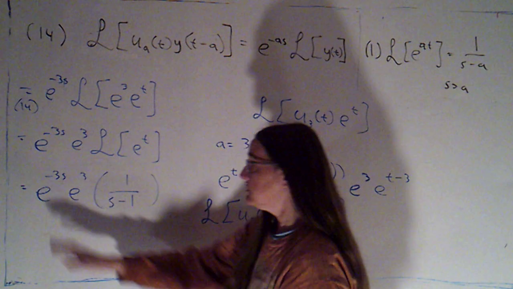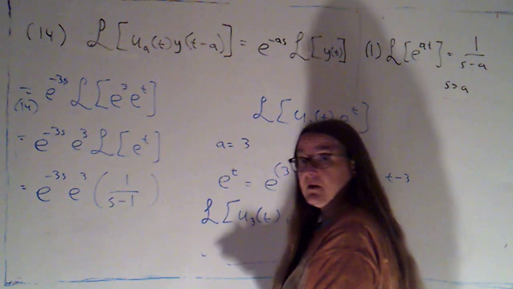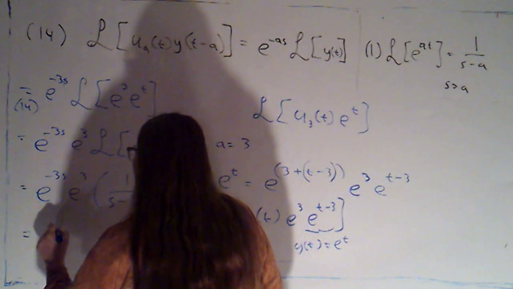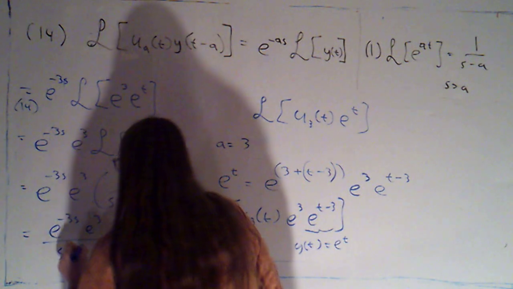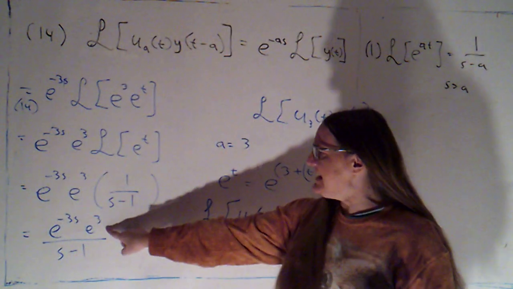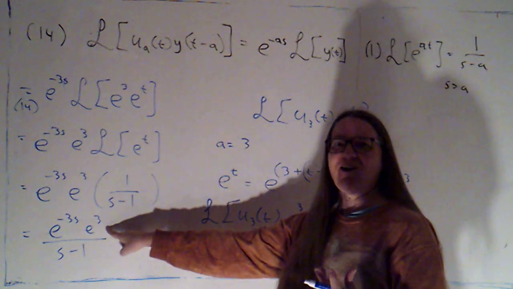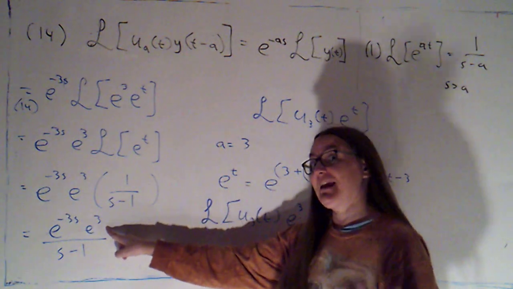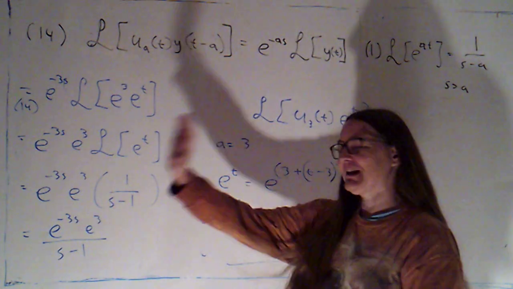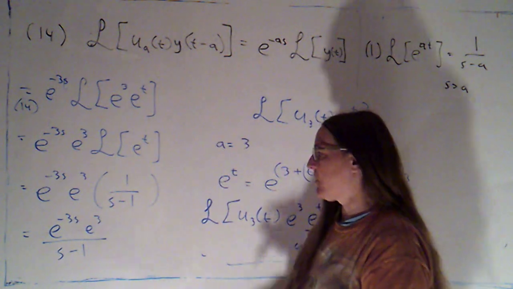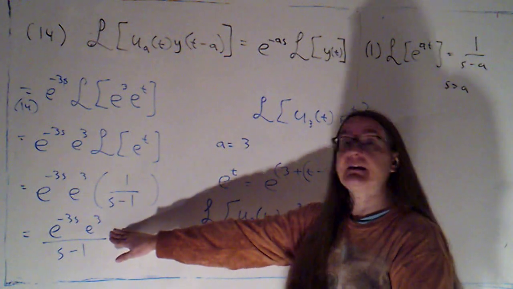If I want to, I could go ahead and combine those and add those exponents. I probably would actually just keep it in this form though, because e cubed is just a constant. And I know if I were to take an inverse Laplace transform at some point later on, I can factor out that constant. So I'd probably prefer to leave it in this form.